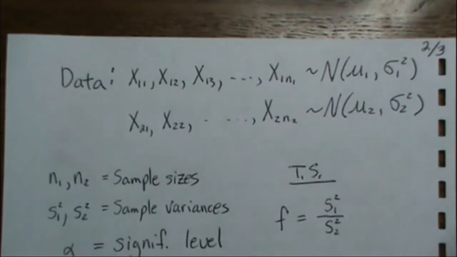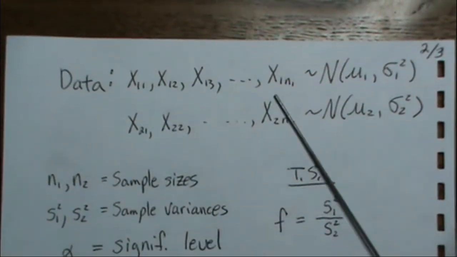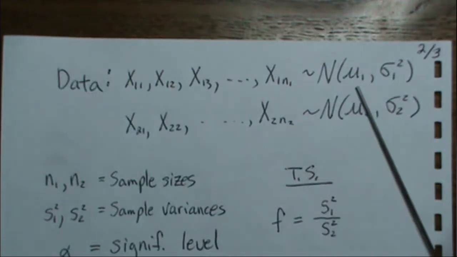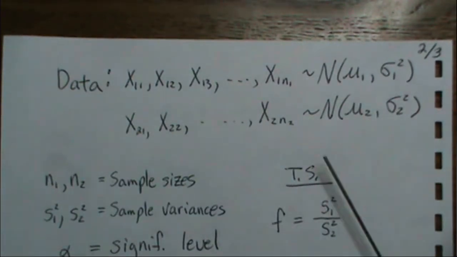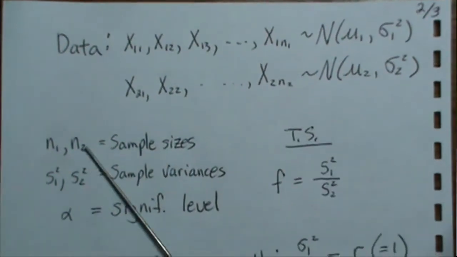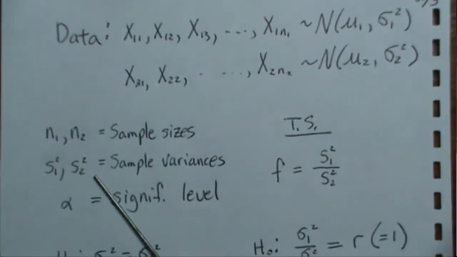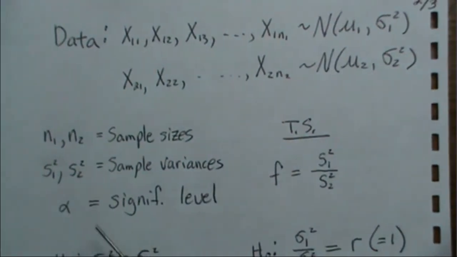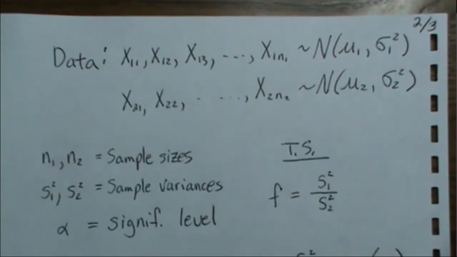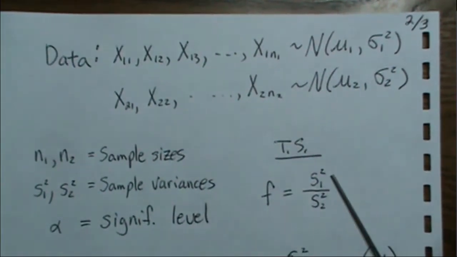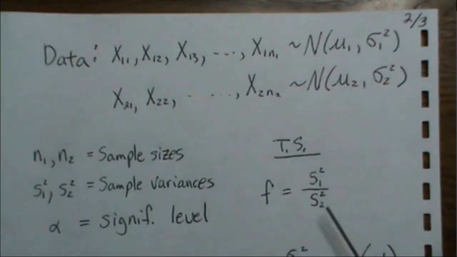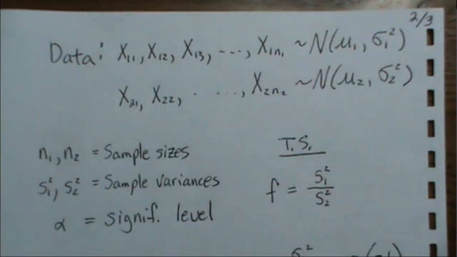So the quick setup is we have data, two different sets of data. Both are normally distributed with some mean and some variances. They don't have to be equal. Sample sizes also don't have to be equal. And these are the sample variances, the unbiased estimates. We're going to conduct this test at the alpha level, and the test statistic is simply the ratio of the sample variances, the unbiased sample variances.